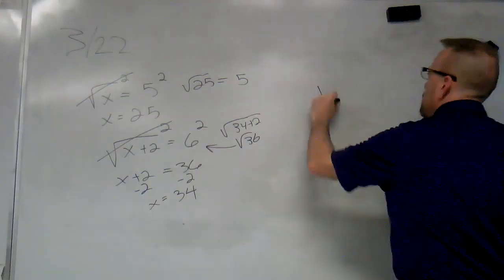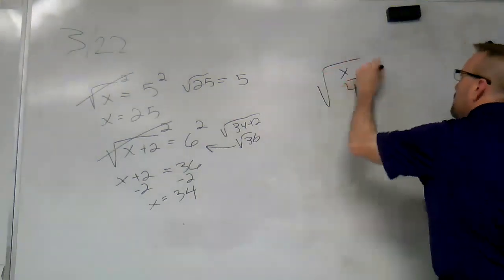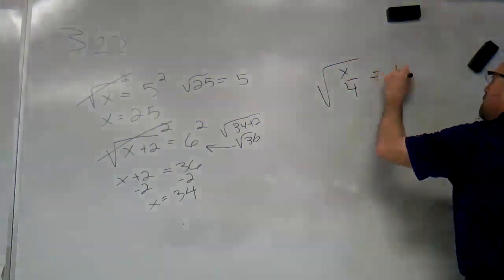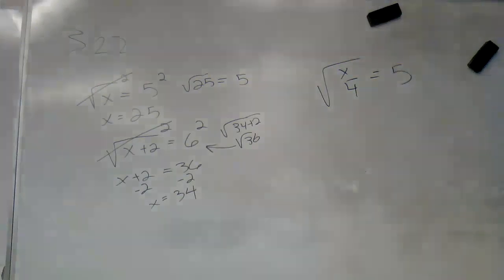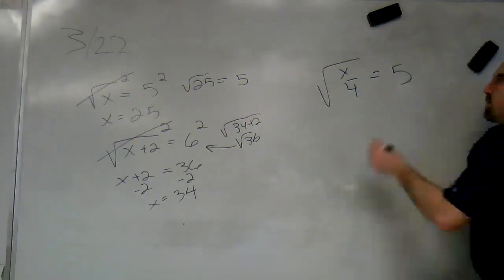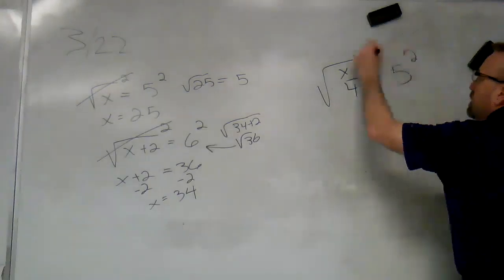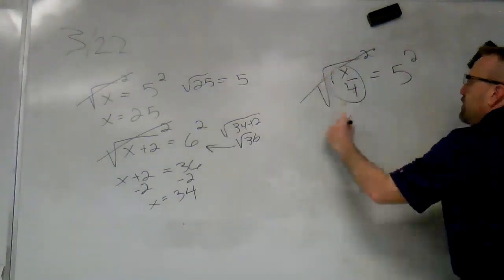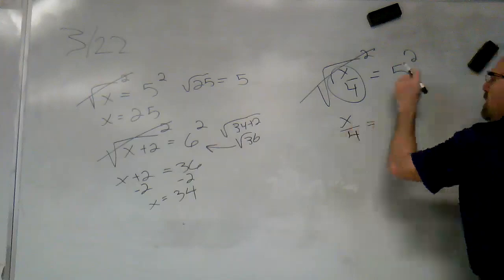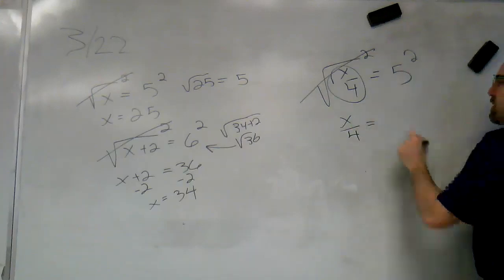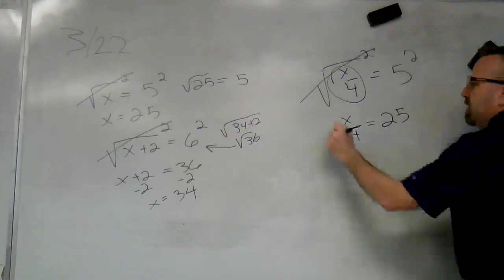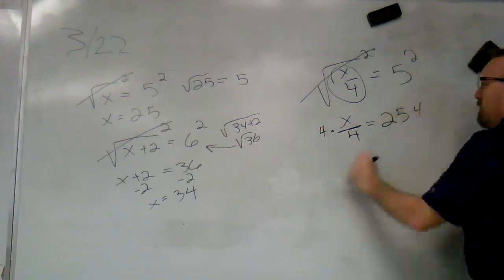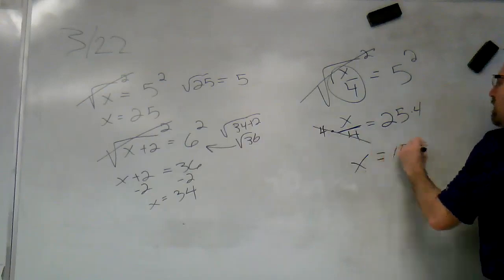One last one. Let's make that a 5. Square root of x divided by 4 equals 5. How can we get rid of the radical? Square both sides. So that cancels. We're left with what was inside. 5 squared is 25. x divided by 4. How do we get rid of divided by? Times 4. x equals 100.